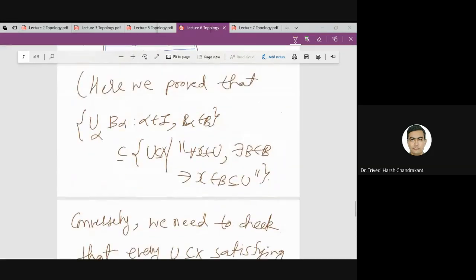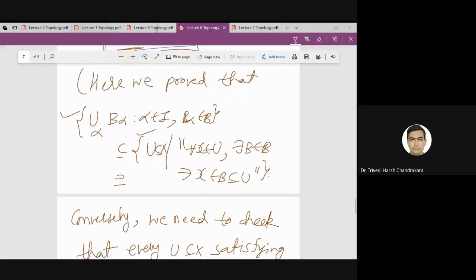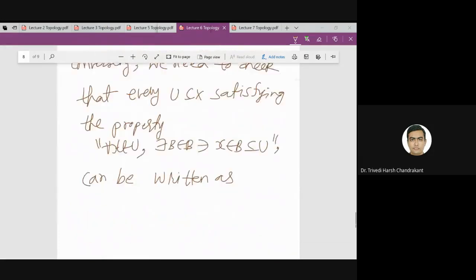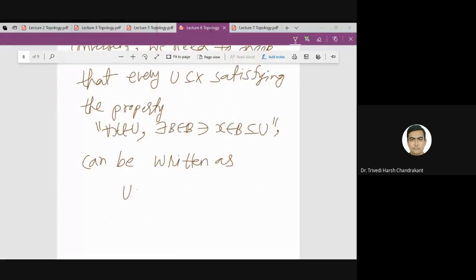So what is the other inclusion? If I want to prove this is a subset of this, that means I have to show that every U is of this form, right? It can be written as U equal to the union of B alpha, where B alpha belongs to B.